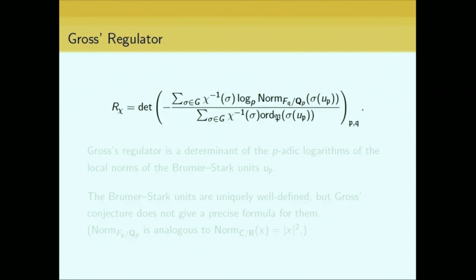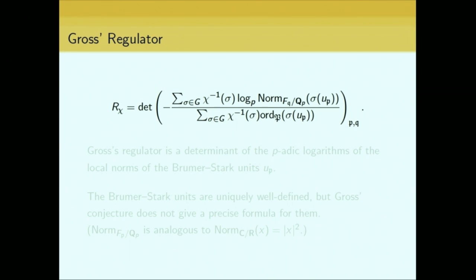So Gross's regulator is just the determinant you get by taking the p-adic logarithms of the norms of these units. There's one unit for every p. So I have these r primes p, the r primes p for which chi of p is 1. I take the p-adic log at each of those r places, so that's r rows and r columns. Then you take the determinant, and you normalize the denominator. This is just some algebraic number in a certain way.